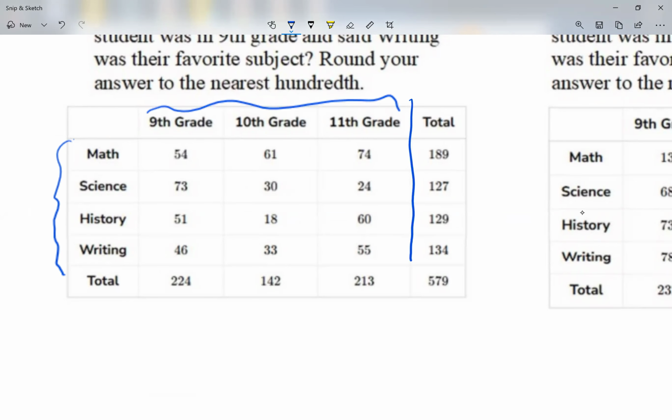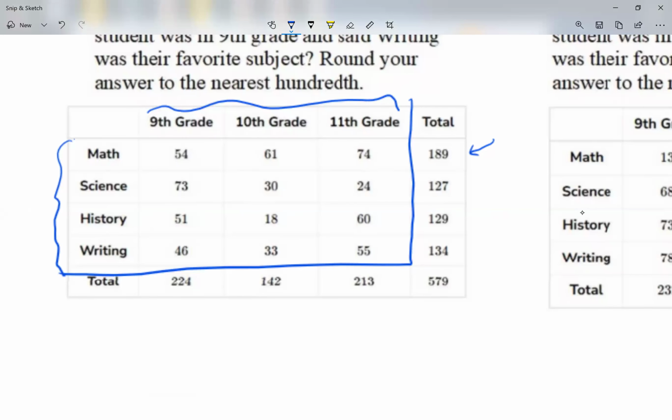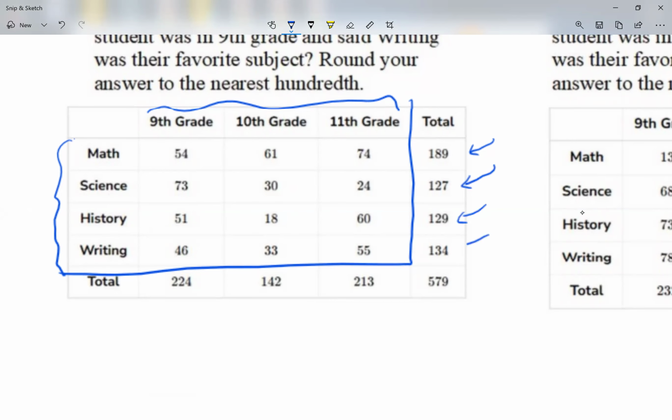So our information is in here. Like I said, we're talking about some grades and some subjects. Then I have on the outside totals. I see 189. How many people said math? There were 54 ninth graders, 61 10th graders, 74 11th graders. So it's a total of 189. Then 127, how many people chose science, history, and writing? We can see those numbers.